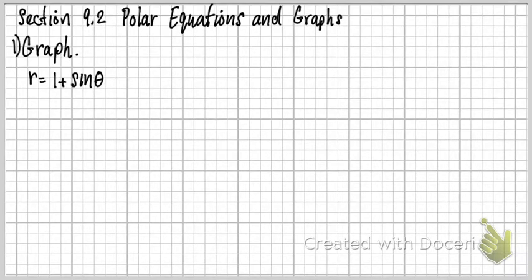Section 9.2, polar equations and graphs. So first off, we're going to graph this equation. What we need to do first is just get a bunch of values for this thing. And that's what we're going to do first. So we're going to set up an XY table, but an R theta table here.